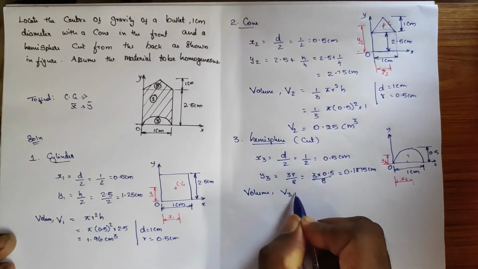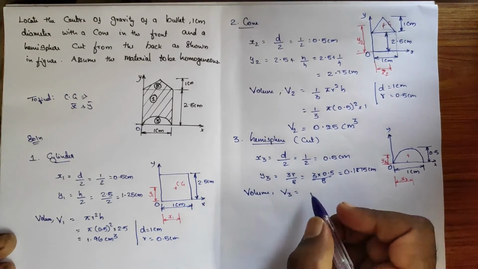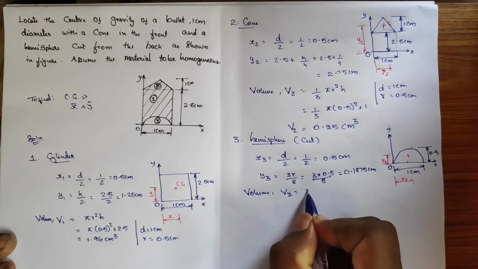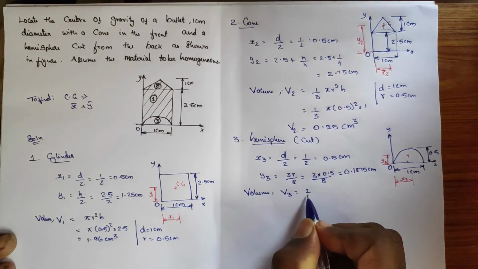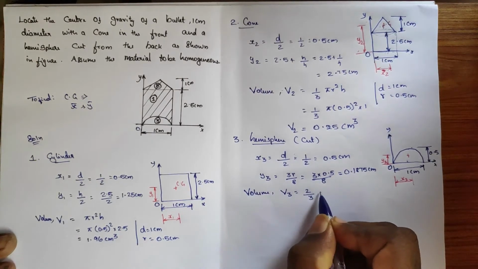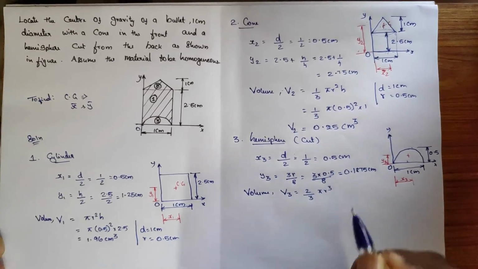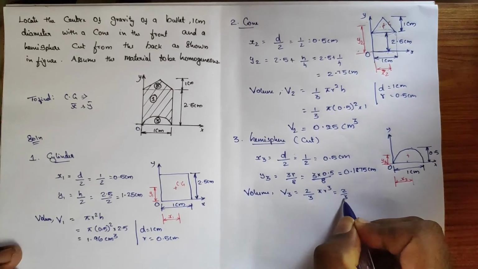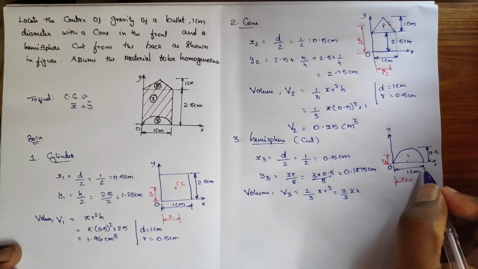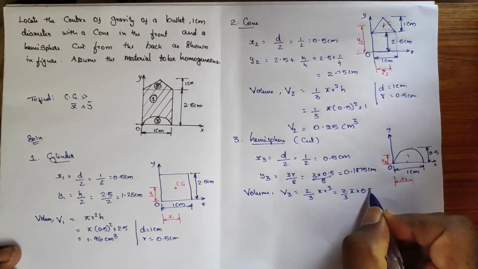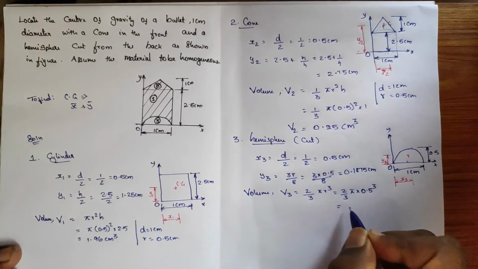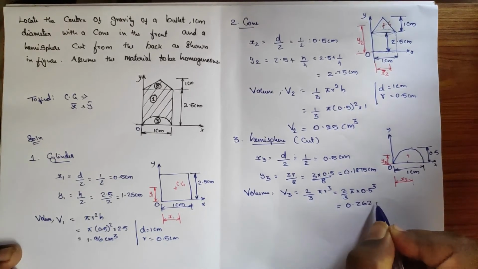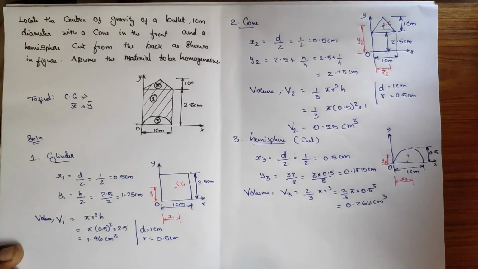Okay, next, find out the volume. So V3 value: the hemisphere volume is half the sphere, so 2 by 3 pi r cube. What would be the value? 2 divided by 3 pi into radius 0.5, the whole cube. The answer will be 0.262. Just put it in your calculator and find out.